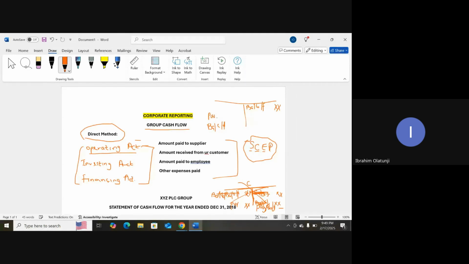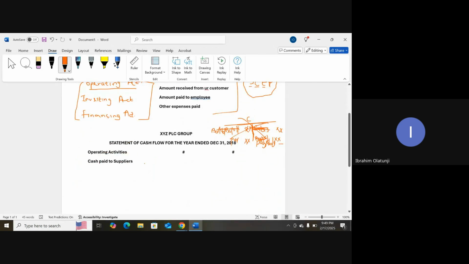Purchases. The examiner will give you purchases, then you put it here as well. So when you now do addition, automatically maybe this side is greater than this. The difference of the two sides will be your cash paid to supplier. You just come and put it here.